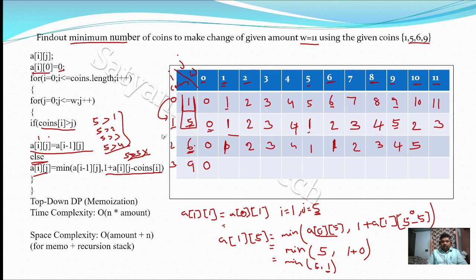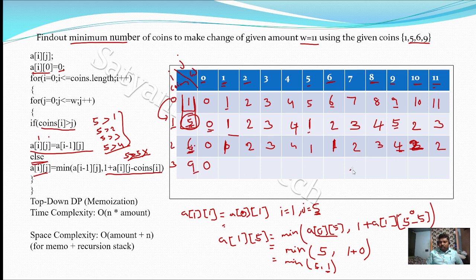Otherwise you can see here it is a 5 rupee coin; using only 1 rupee coins we would require 10 coins, but here it can take the 5. You can see the 10 requires 2 five rupee coins to make the 10, so you can take 2 here. Now we can see here it is 11, so 1 five rupee coin and 1 six rupee coin make the 11, that is also 2.